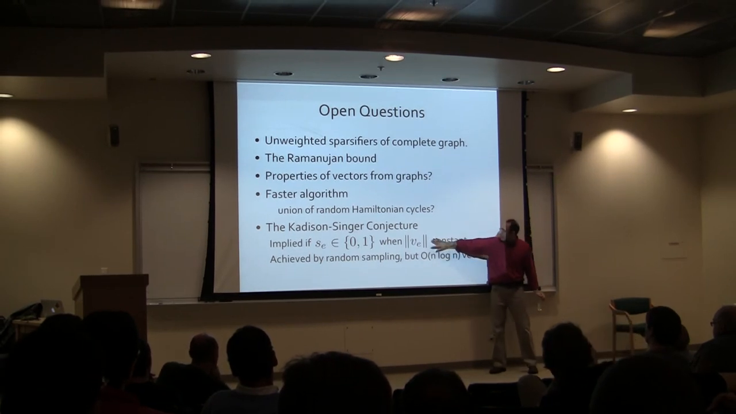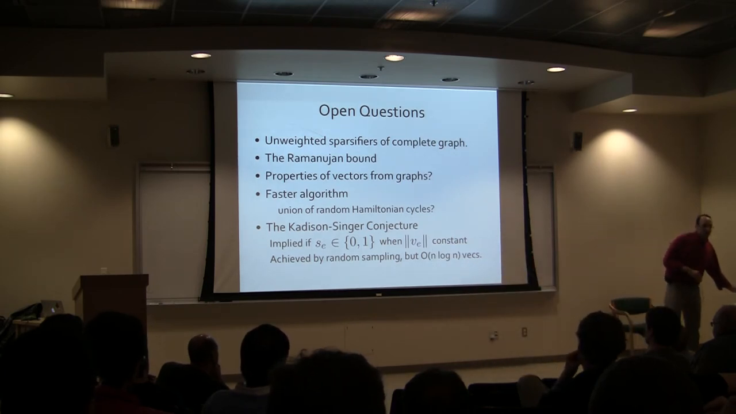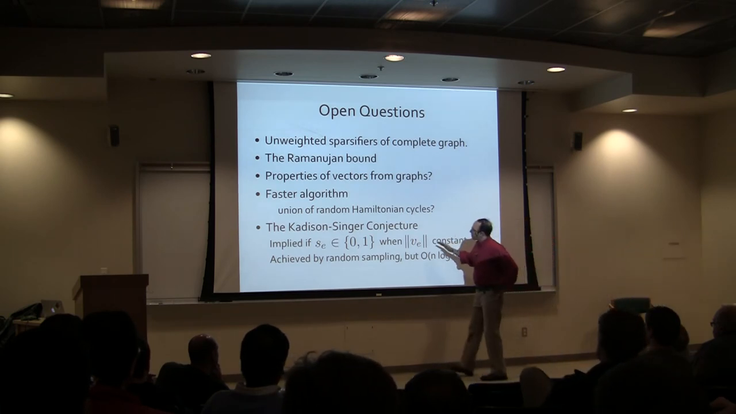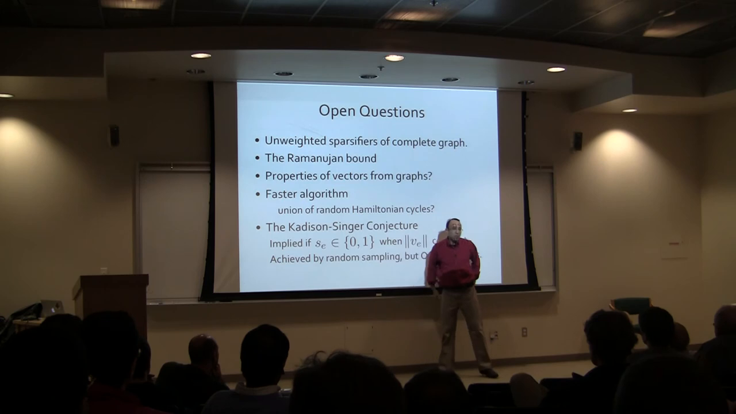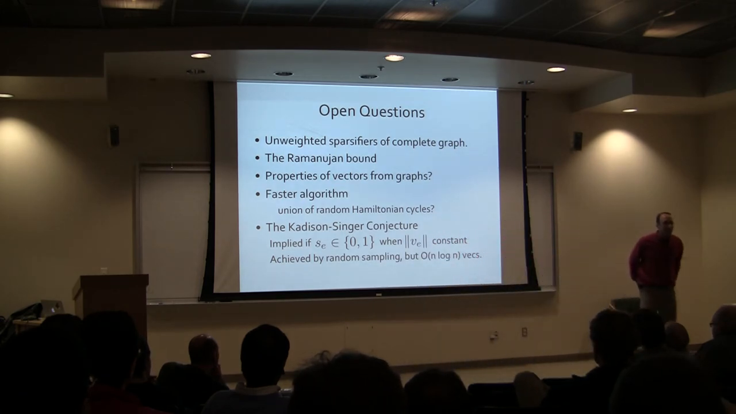Basically, I told you that when we did random sampling, that worked really well. We sampled proportional to the norm of these vectors. But what if all those vectors had the same norm? Well, then we would think that we could build our sparsifiers by choosing all of the weights to be the same, with entries in 0 and 1. If you could prove that, you would have established the Kadison-Singer conjecture.